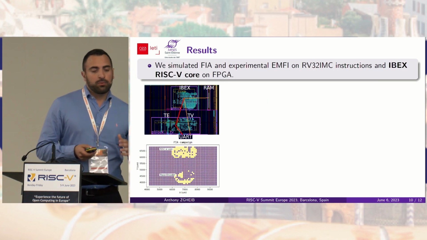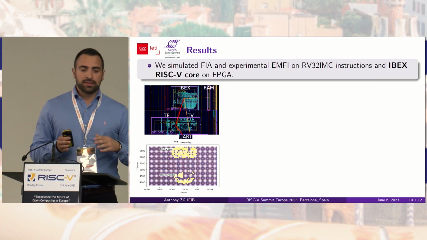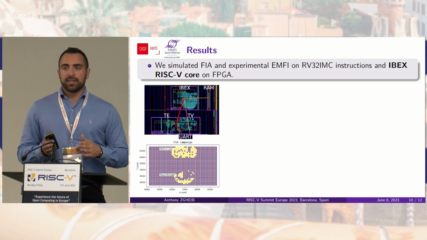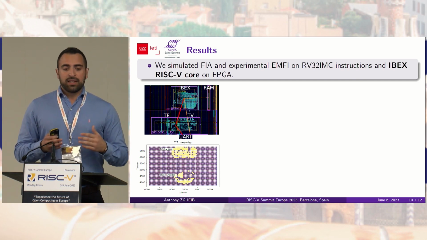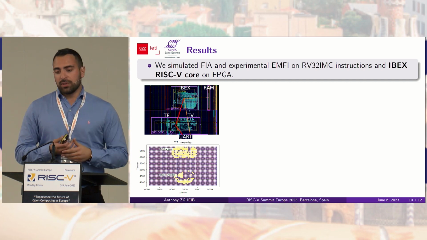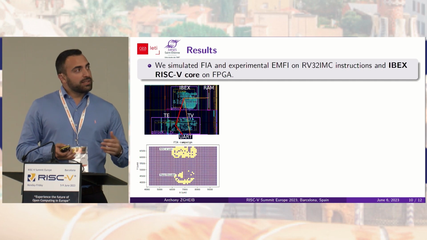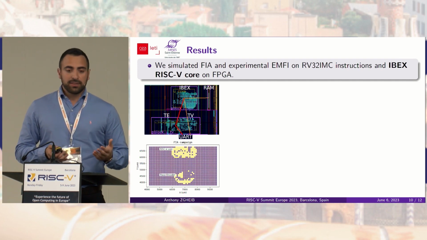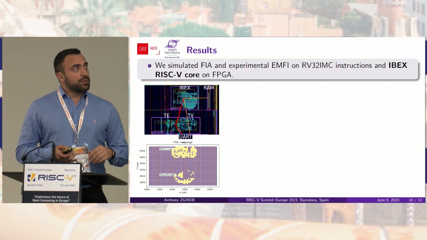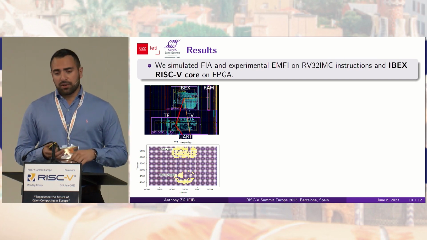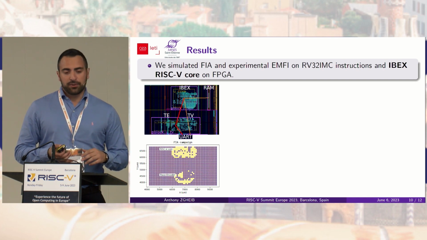So from here, we arrived to the results. We implemented both approaches, the one following the trace encoder standard and the second one enhancing it, as an FPGA implementation using an IBEX RISC-V core. And we simulated fault injection attacks and experimental electromagnetic field attacks on it. Our programs were compiled using the RV32IMC instruction set architecture.